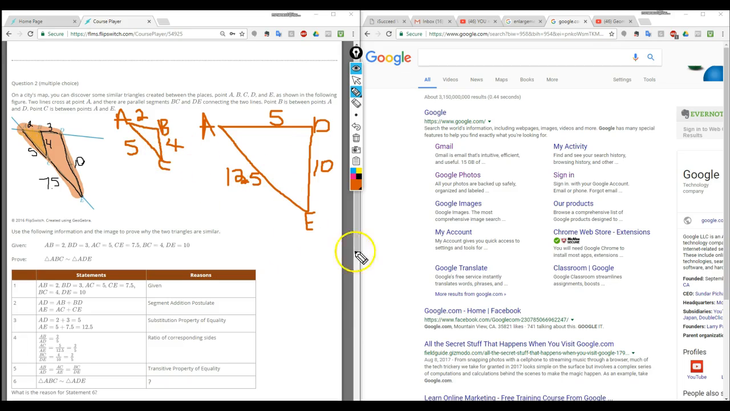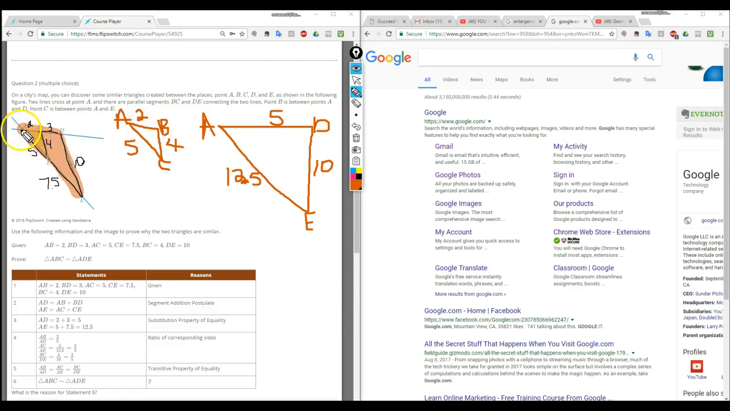Because these two triangles we need to prove are similar. In this statement, it's stating length AB equals 2, length BD equals 3, length AC equals 5, length CE equals 7.5, length BC equals 4, length DE equals 10. Reason is it's given. Then it's saying that the length of AD is equal to the length of AB plus the length of BD, which we did. The length of AB and BD is equal to the total length. And that's how we found out that it was 5.